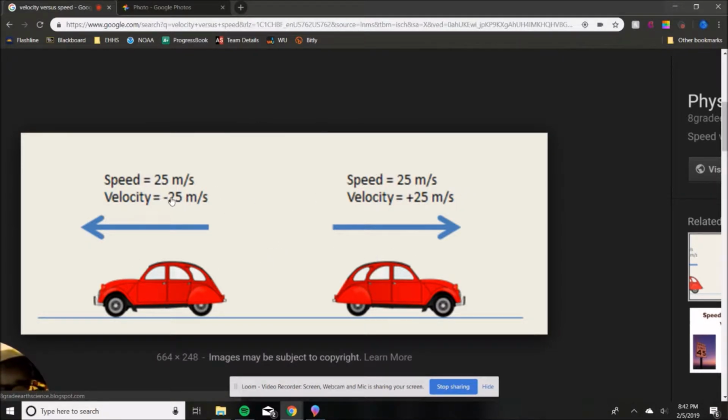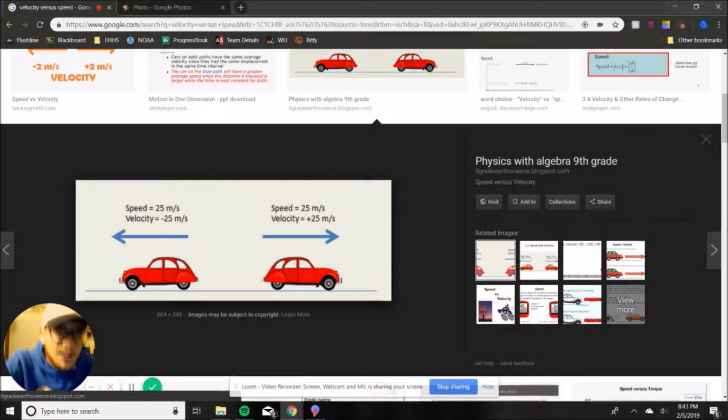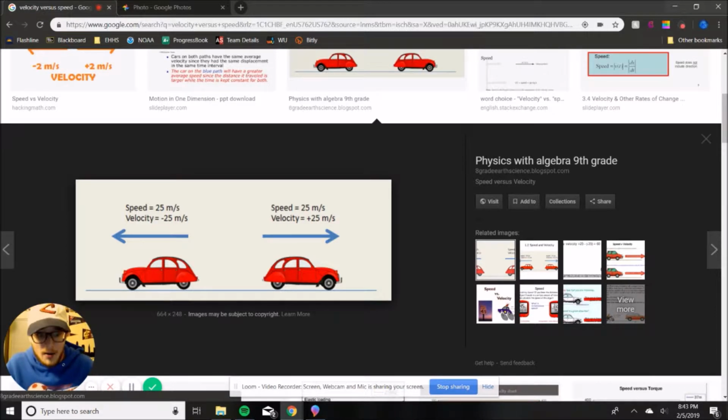Typically, we use the negative when we're going towards the origin, and positive when we're going away from the origin. We're going to look into some examples about that, but just know that velocity includes direction, speed does not. Speed cannot be negative, all right? Speed is the rate of change. Velocity is the rate of change, but includes direction, okay?